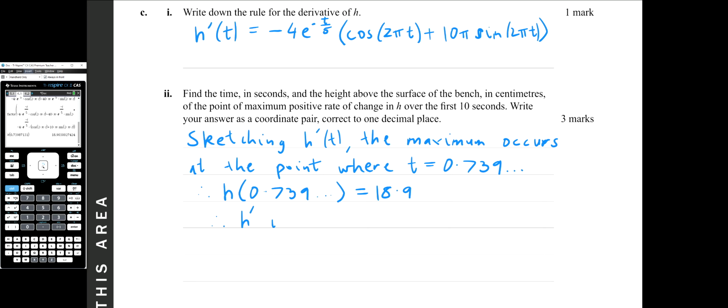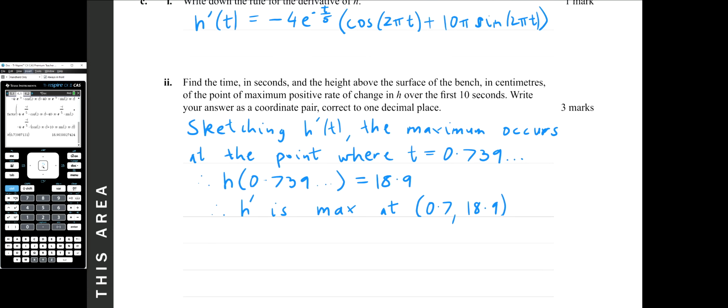So therefore, h dash is max at the coordinate 0.7, we only want one decimal place, 0.7, comma, 18.9. We could also have gotten the answers using derivatives, but the graph is probably an easier way to see what is going on.